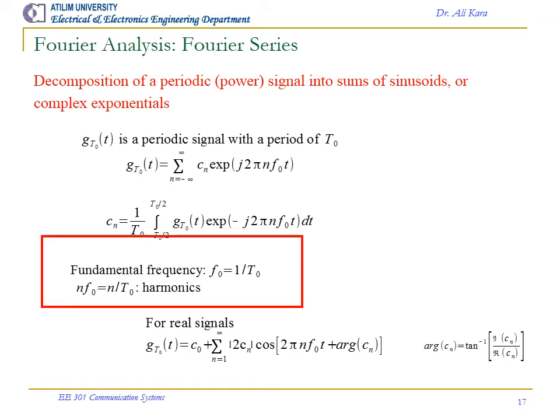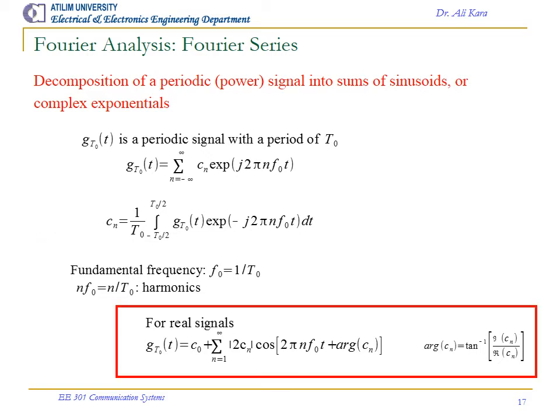In this decomposition, f0 is called the fundamental frequency, which is equivalent to 1 over T0. Integer multiples of the fundamental frequency are called harmonics. For real signals, we have the decomposition as follows: g_T0 of t equals C0 plus the summation from 1 to infinity of the absolute value of 2Cn times cosine of 2 pi n f0 t plus arg of Cn. Arg of Cn is equal to inverse tangent of the imaginary part of Cn divided by the real part of Cn.